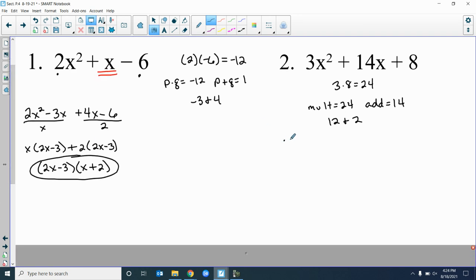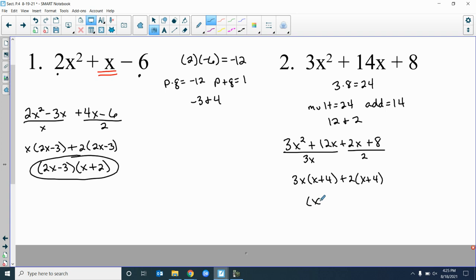And so we write this as, we break up the 14x into 3x squared plus 12x plus 2x plus 8. And then I factor each individually, and I take out a 3x, and I get x plus 4. I divide by 2, and I get x plus 4. And so I got the same group. In the end, I get x plus 4 times 3x plus 2. Just like yesterday, it doesn't matter what order you put those in.